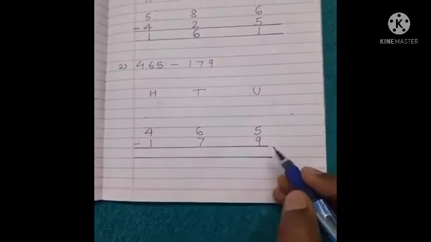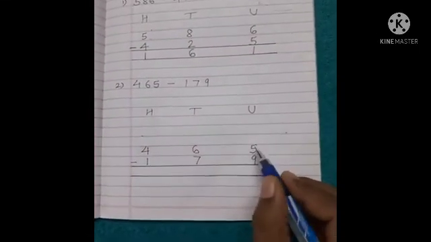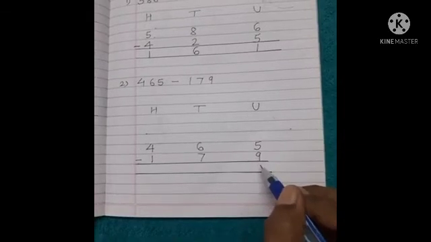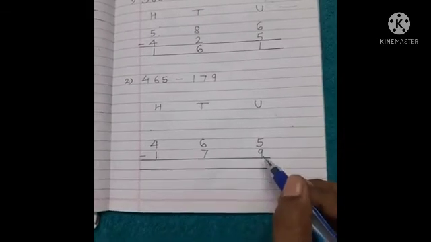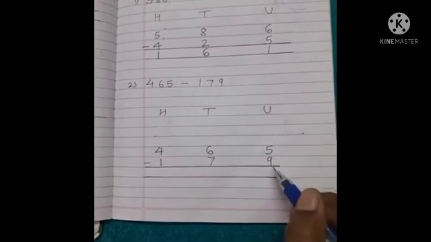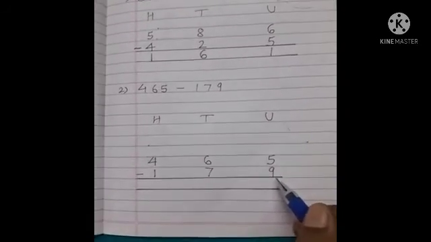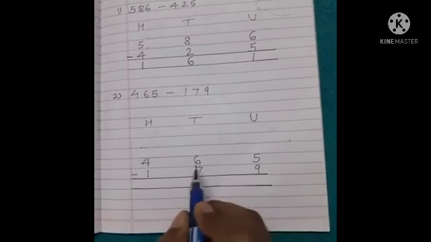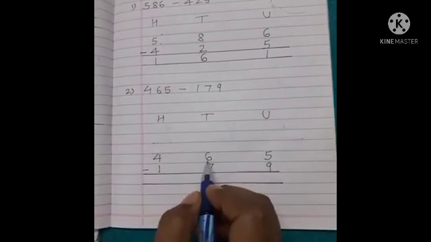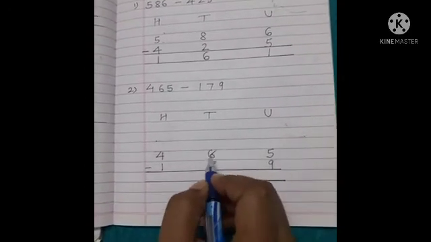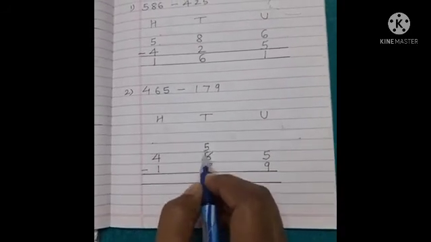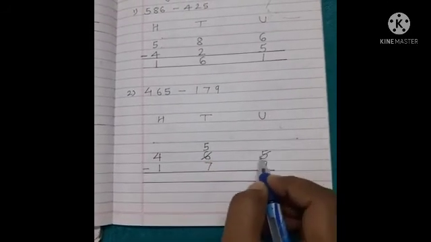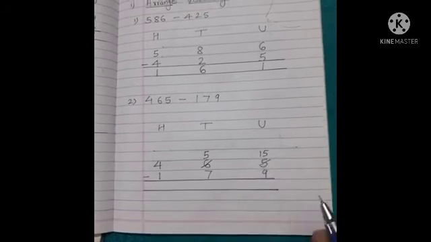Therefore, just see this, 5 minus 9. Is it possible? No. Because 5 is the smaller number and 9 is the bigger number. So this is not possible. So what will I do? I will borrow 1 from 6. So I'll go to the tens house and borrow 1. I'll cut here and write 5 here and I'll take 1 from here. So here it will become 15.